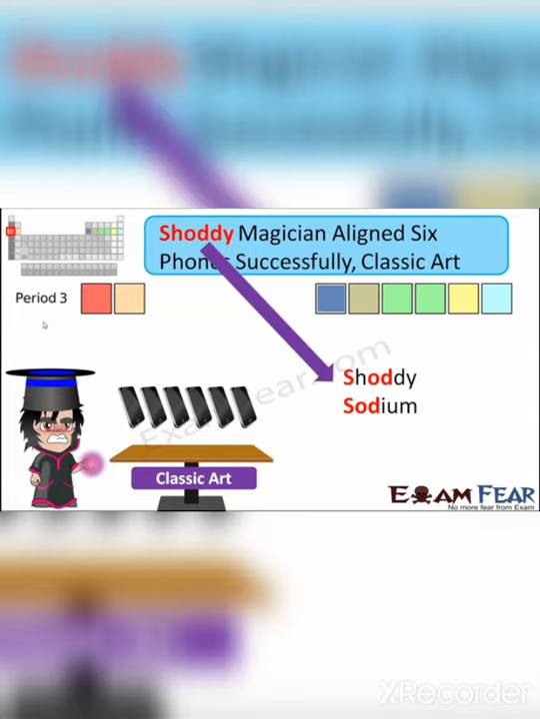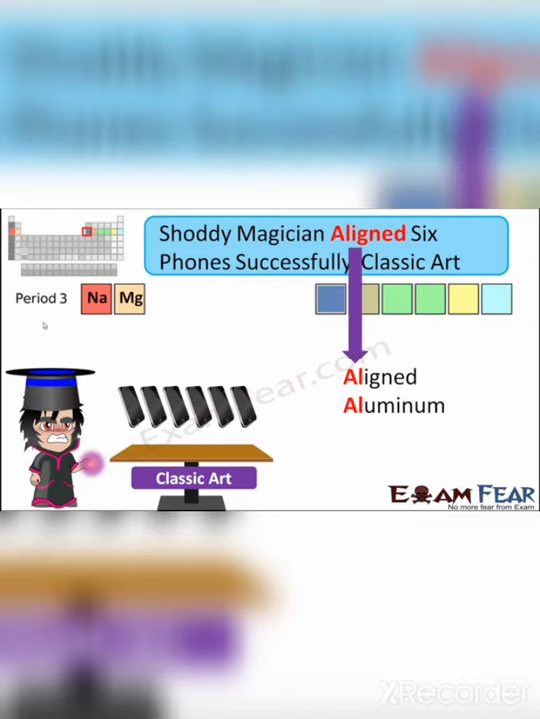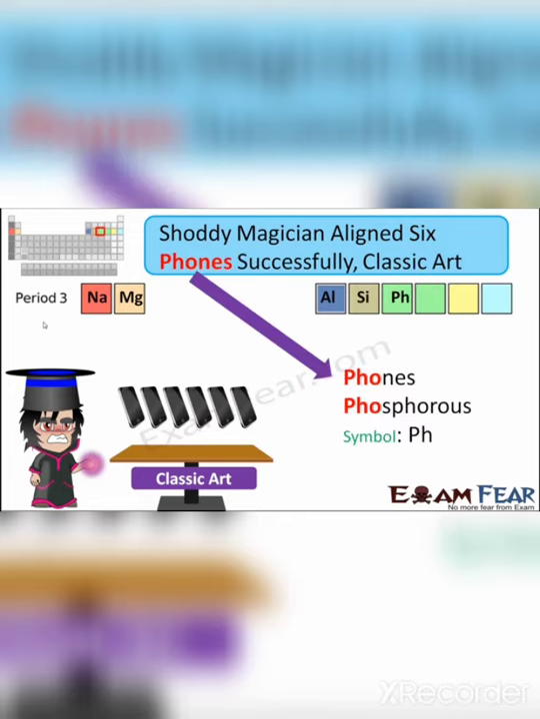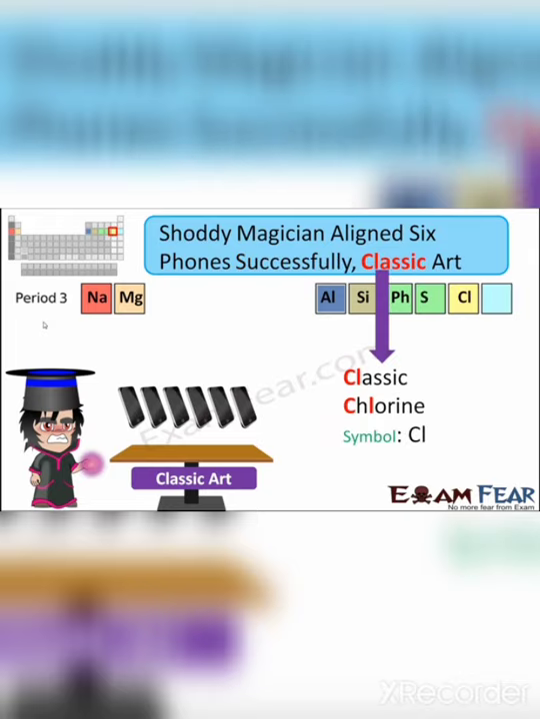Here Saudi reminds of sodium with symbol Na. Magician reminds of magnesium. Mag in magician, mag in magnesium. Aligned reminds of aluminium. 6 is silicon. Phones reminds of phosphorus. Successfully reminds of sulfur: Su in successfully, Su in sulfur. Classic reminds of chlorine, classic, similar.